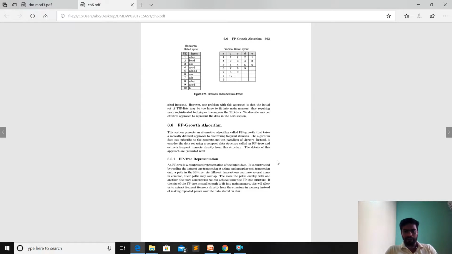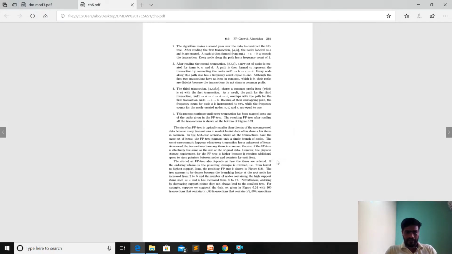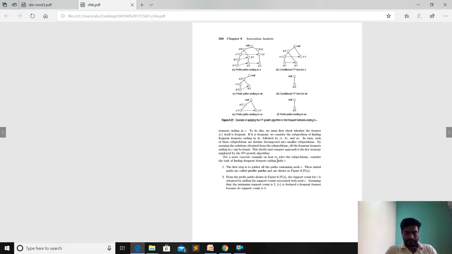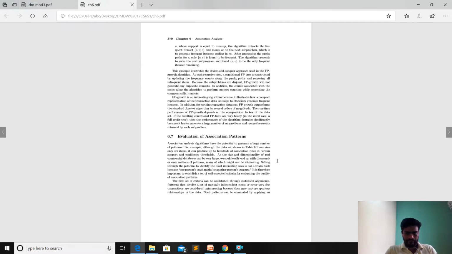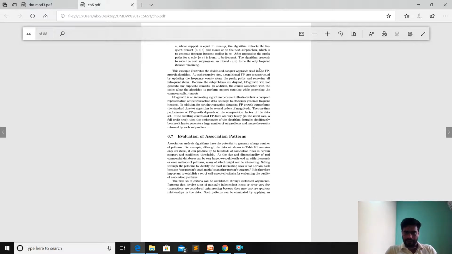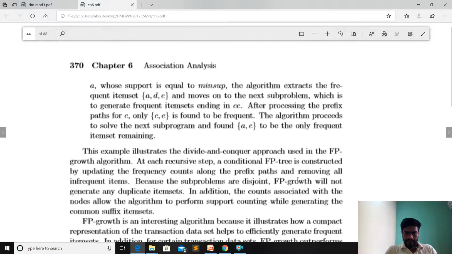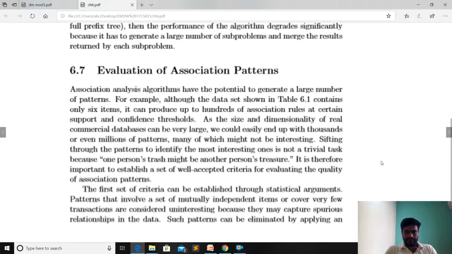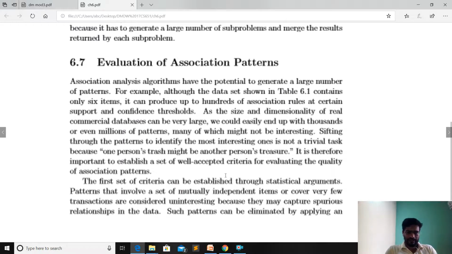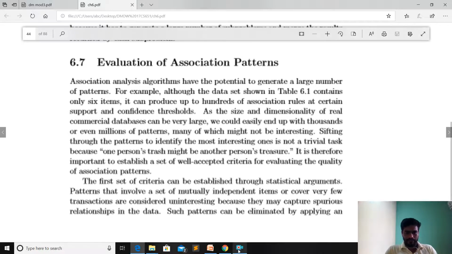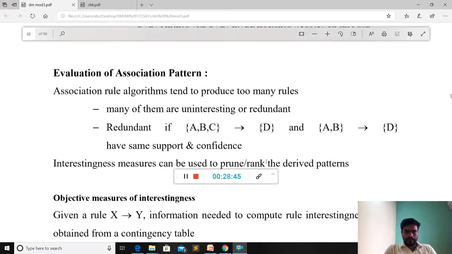The FP growth algorithm has already been covered in the previous lecture. The next point is evaluation of association patterns, the last topic in module 3. There are different methods to go for this.